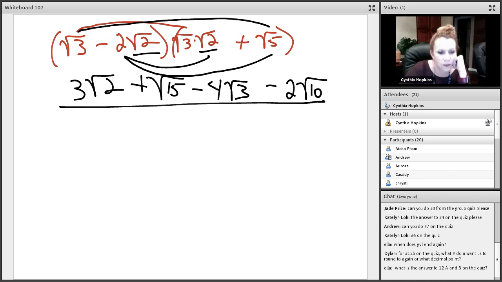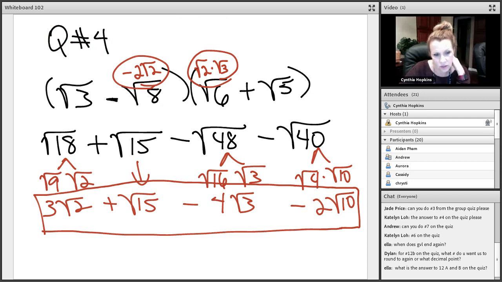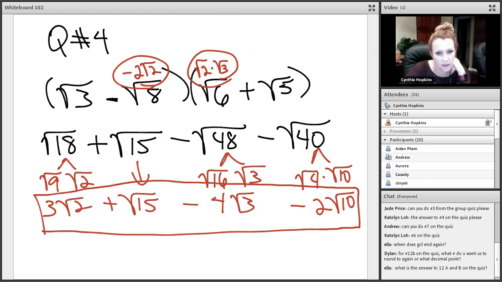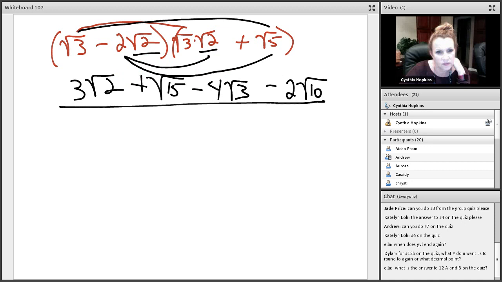Back. 3 rad 2, plus rad 15, minus 4 rad 3, and then minus 2 rad 10. There you go. Same answer, a little bit easier, I think. Okay, let's see. I see quizzes number 4, 7, and 6. 4 I just did. Okay, 7, and then 6 we just did a problem very, very similar to it.